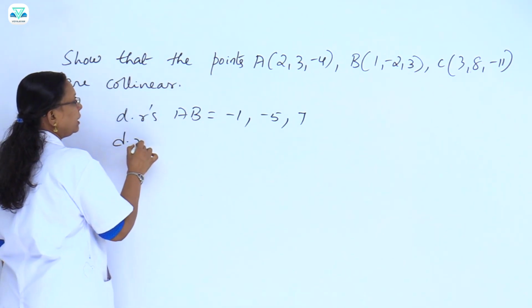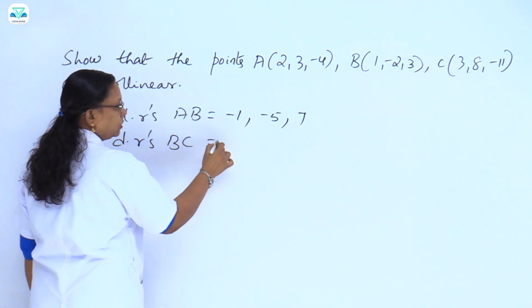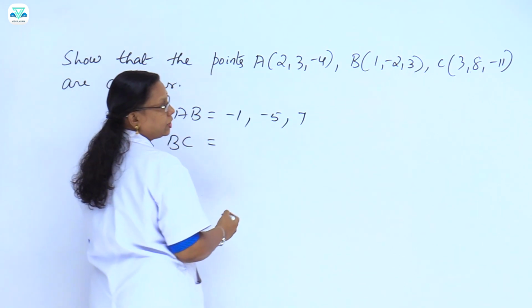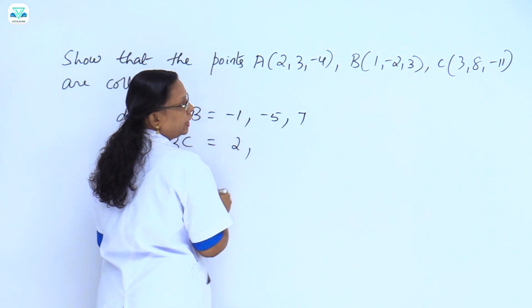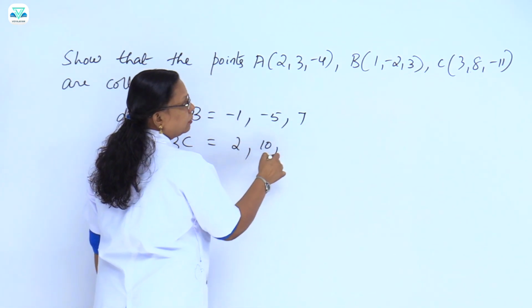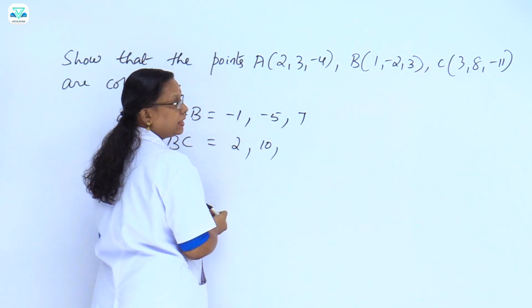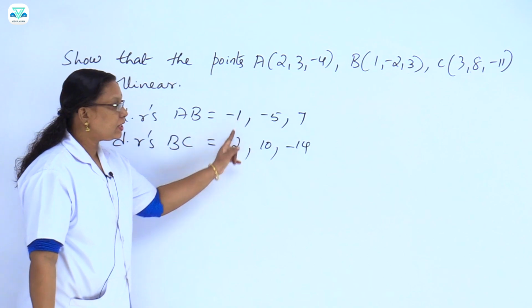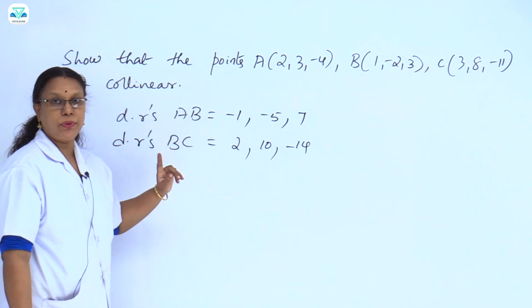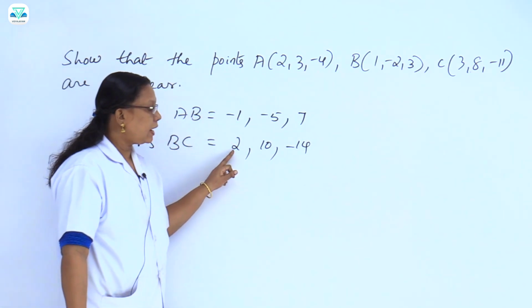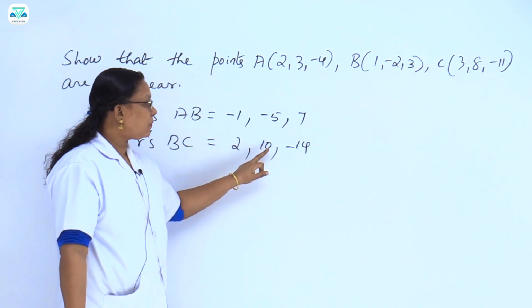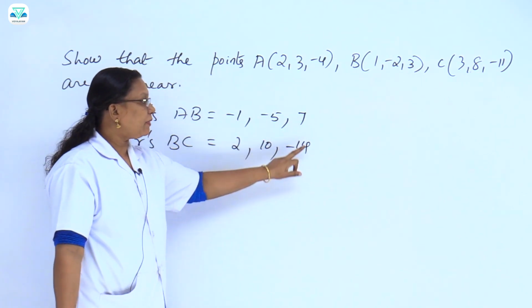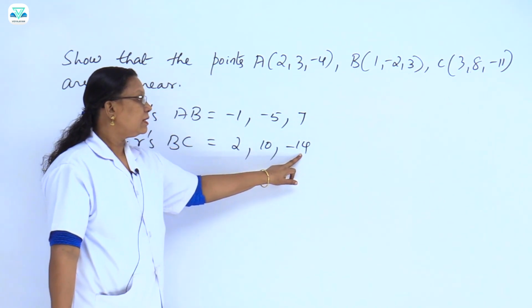So similarly, let us look at the direction ratios of BC. BC direction ratios are 2, 8 plus 2, 10, minus 11, minus 3, minus 40. Now compare these two direction ratios. When we compare, we know minus 1 and the other one is 2, minus 5 and 10, 7 and minus 14.